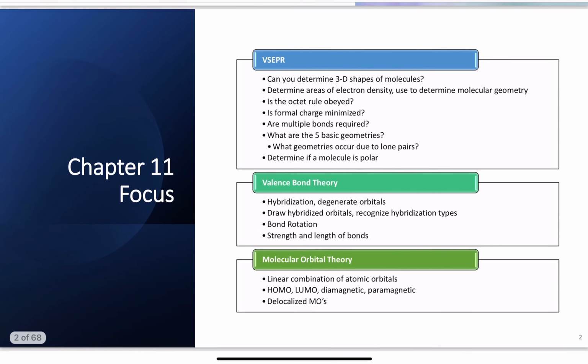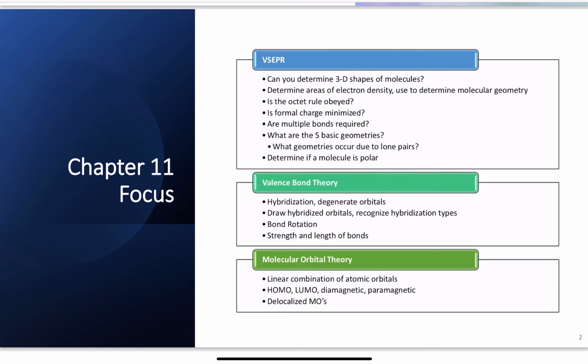So for the chapter focus for chapter 11, we have 3 different things we're focusing on. We've got VSEPR, valence bond theory, and molecular orbital theory. VSEPR is used to determine the 3D shape of a molecule. So we're going to draw it in 2D space because we're drawing it on paper, but we're going to try to describe it in 3D space. How does this molecule actually look in 3D space?